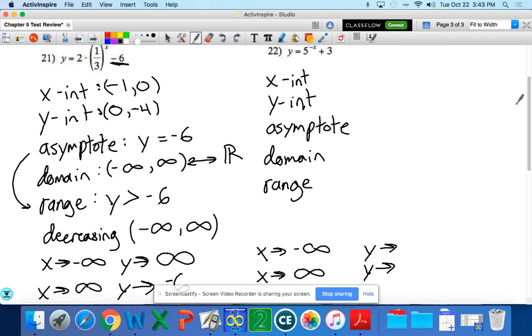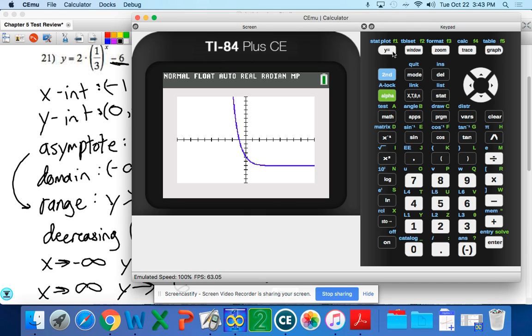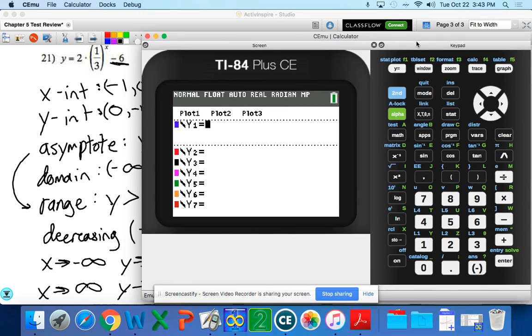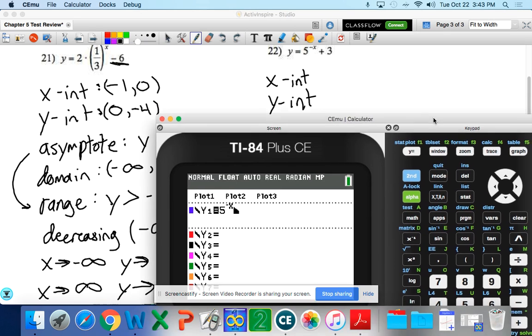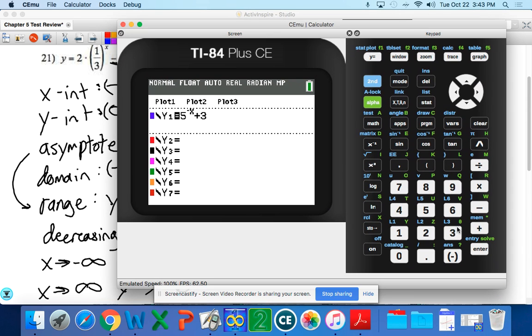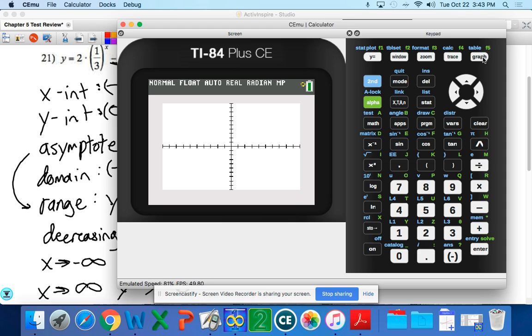Next, we had number 22. Number 22 had a new equation, so I clear out my old one. It is 5 raised to the -x power, all of this with a +3 stuck out on the end. So I press graph. Now, curious first part of this problem.